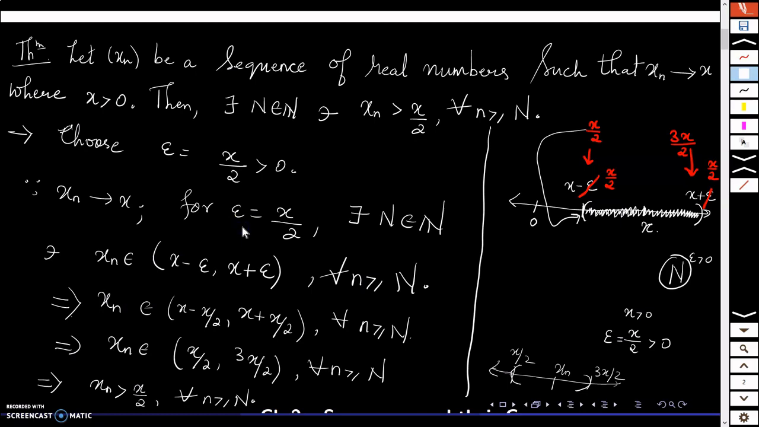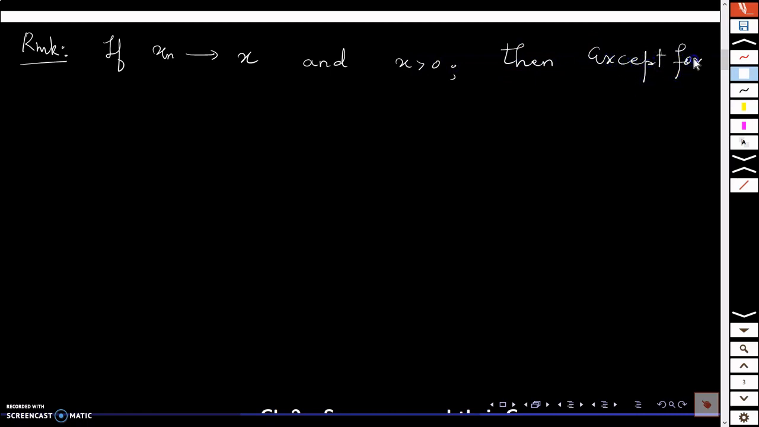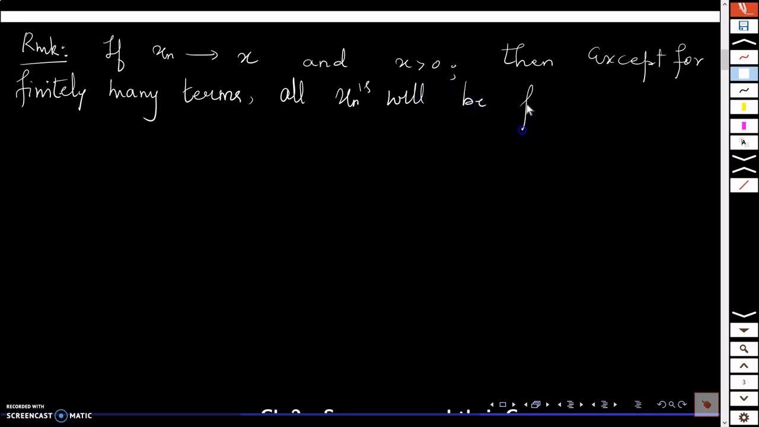So I can put the conclusion of this property as a remark, and that will say, so from the previous result we come to know that if xn converges to a point x and x is a positive real number, then except for finitely many terms of the sequence, all xn's will be positive. Another way of interpreting the same one.